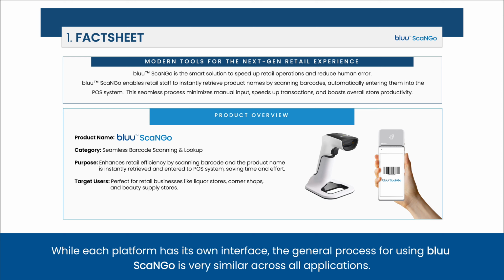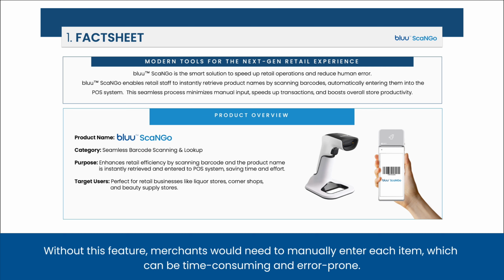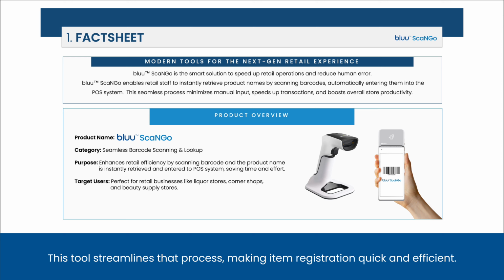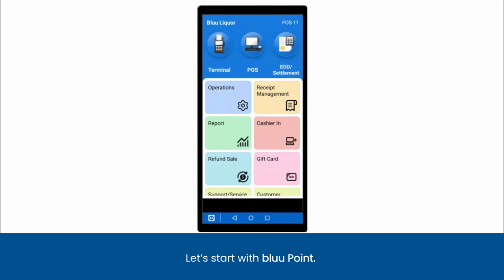While each platform has its own interface, the general process for using Bluu ScaNGo is very similar across all applications. Bluu ScaNGo allows merchants to quickly register items not yet listed in their database. Without this feature, merchants would need to manually enter each item, which can be time-consuming and error-prone. This tool streamlines that process, making item registration quick and efficient. Let's dive in! Let's start with Bluu.inc.